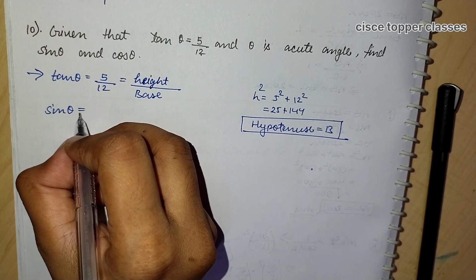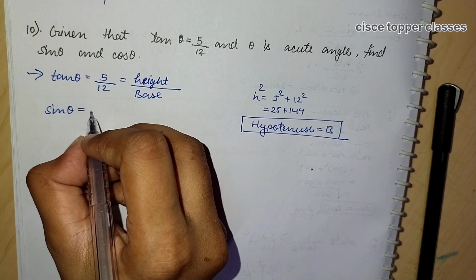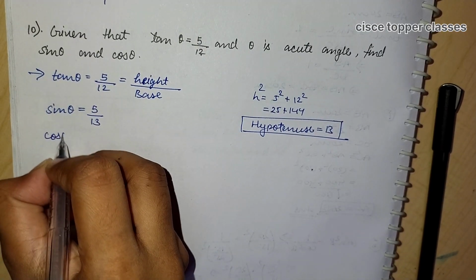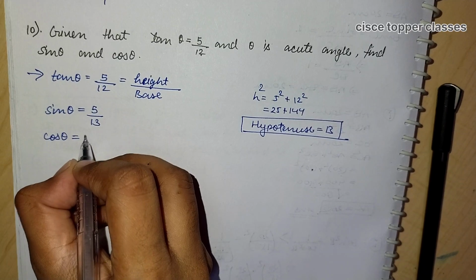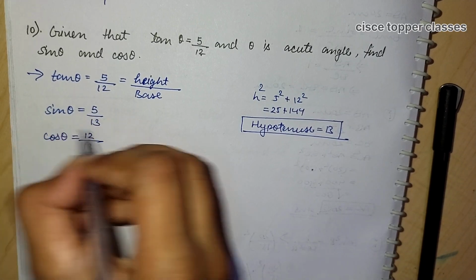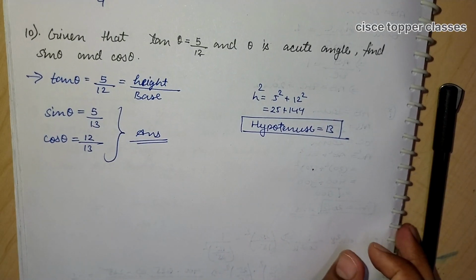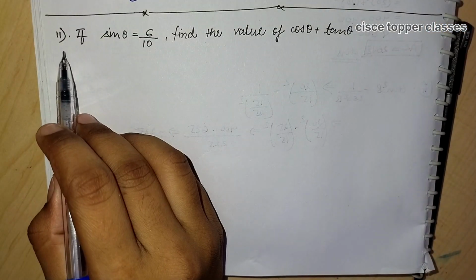Now if we want to find the sine theta, which is height by hypotenuse, this will be 5 by 13. And if you want to find the cos theta, it will be 12 by 13. So this is the final answer in this question which is asked. So this is the final solution of the 10th question here. Now let us solve the 11th question.